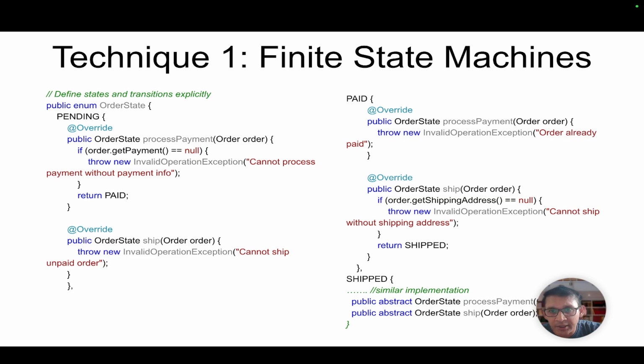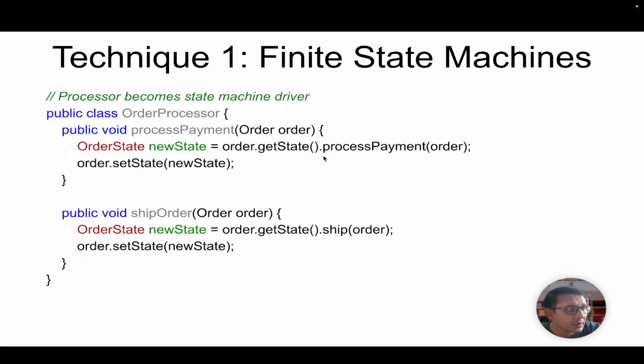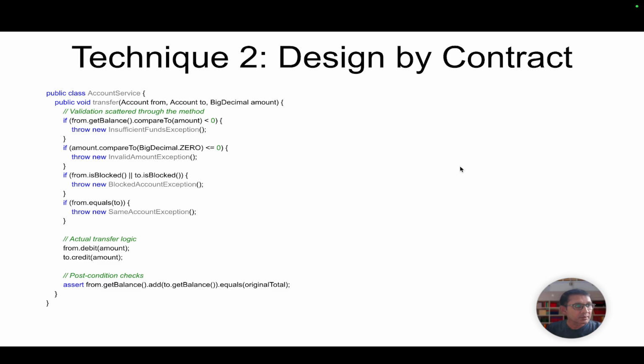The business rules are encoded directly in the state machine. Your processor becomes a simple state machine driver. Process payment asks the current state to process payment and updates to the new state. Ship order asks the current state to ship and updates to the new state. This approach makes your business rules explicit and centralizes state transition logic. You can visualize the state machine, validate it against business requirements, and ensure you haven't missed any edge cases.